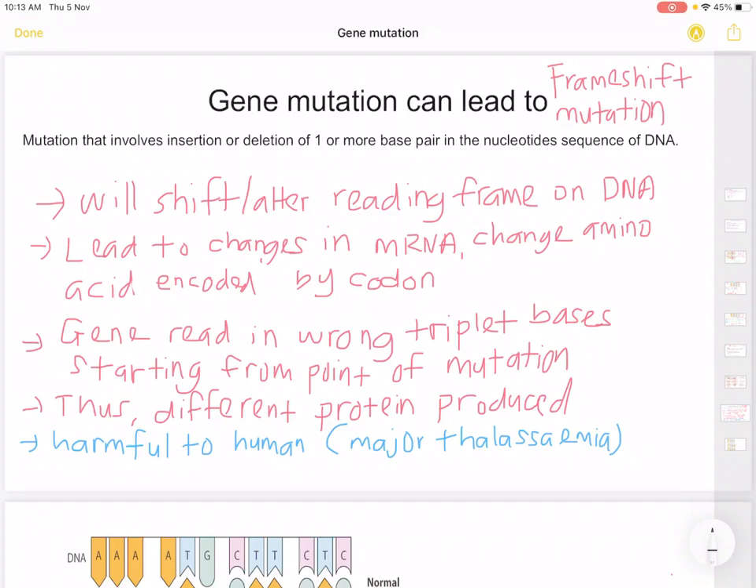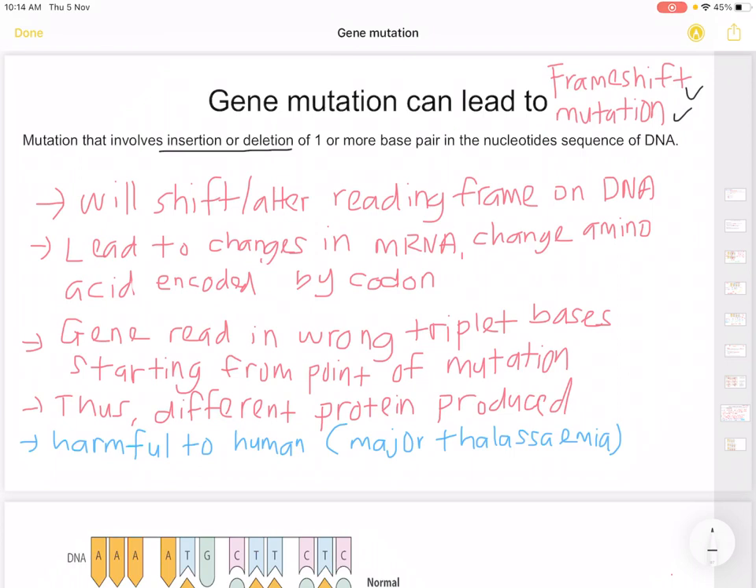Okay, hi. Now we're going to continue the effect of the gene mutation. One of the effects of gene mutation is that it can lead to the frameshift mutation. What is a frameshift mutation? It is a mutation that involves the insertion or deletion of one or more base pairings in the nucleotide sequence of the DNA.